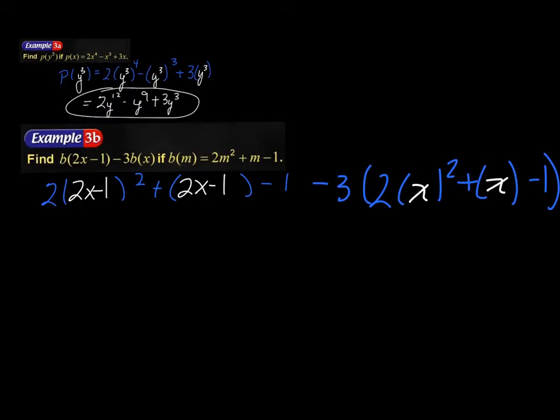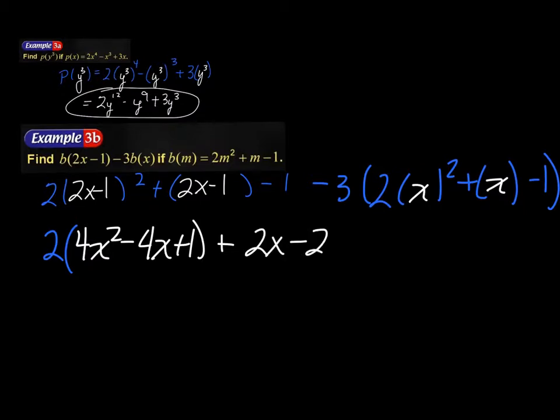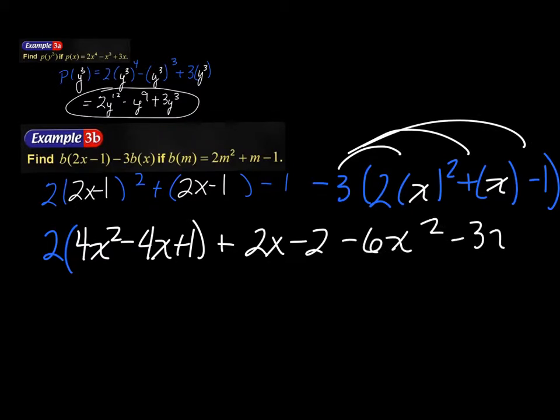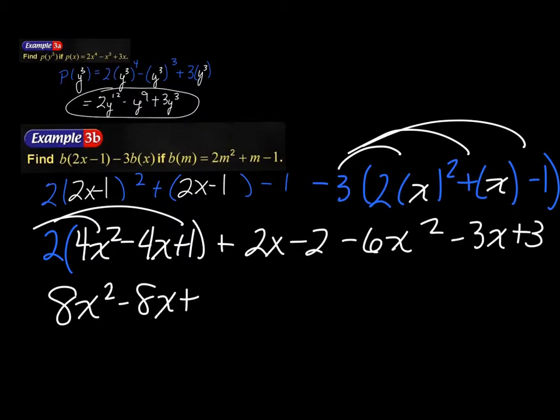So I get to FOIL out that binomial. So we've got first term squared, first times second times 2, so minus 4x, plus second term squared. And I guess we could combine the minus 1 there, so 2x minus 2. And then, nothing really interesting is happening inside those parentheses, so I may as well just distribute the negative. So I'm going to have negative 6x squared minus 3x plus 3. And I can distribute that too. So I have 8x squared minus 8x plus 2.